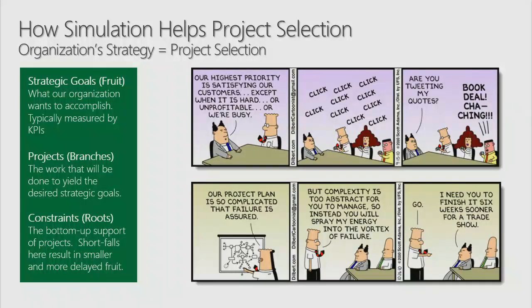So here we've got pointy-haired boss. He's got a top-down strategic goal: I need you to get that thing done sooner for a trade show. But we do have only so much capacity to do that. In this case, it's complexity.